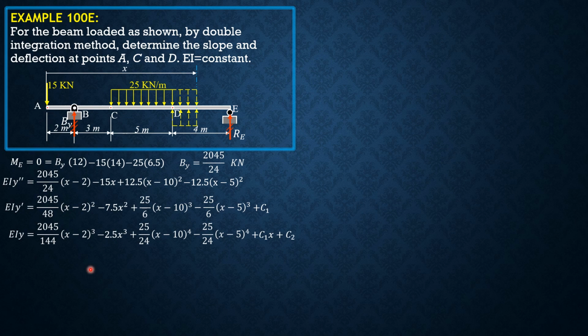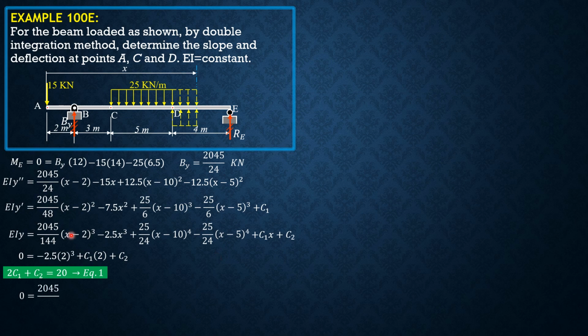So we now enforce the boundary conditions. When x is 2, y is 0. So this is 0, this is negative 2.5 cubed. Negative inside the parentheses, ignore. So plus C sub 1 times 2 plus C sub 2. Setting the first equation, 2 C sub 1 plus C sub 2 equals 20. Call that equation 1. Then x is 14 at E, y is 0.